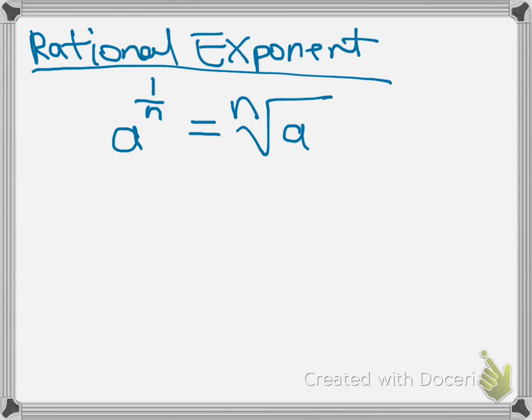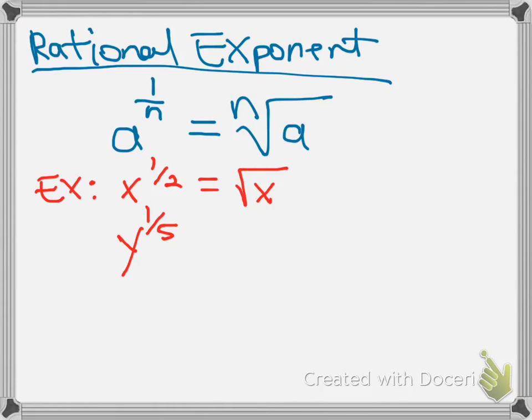So for instance, a couple of examples. If we're raising x to the 1/2 power, that's the same thing as taking the square root of x, because n in this case is 2. If we are raising y to the 1/5 power, that is the same thing as taking the 5th root of y. So that will be one important relationship to keep in mind.